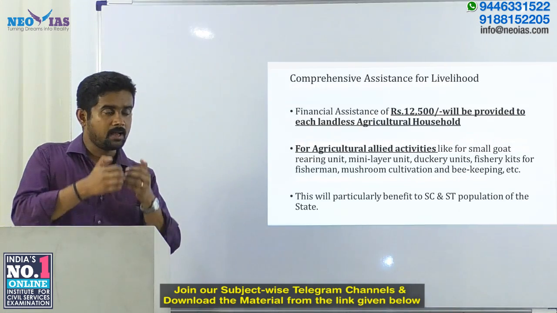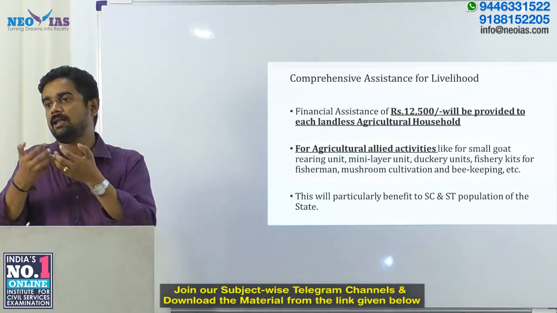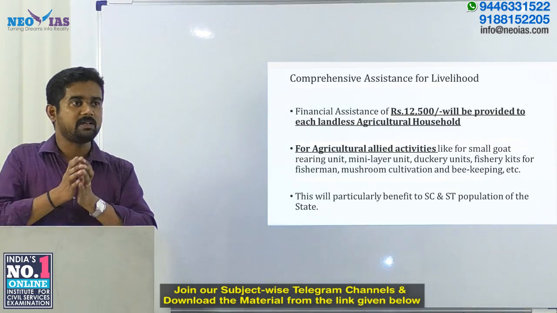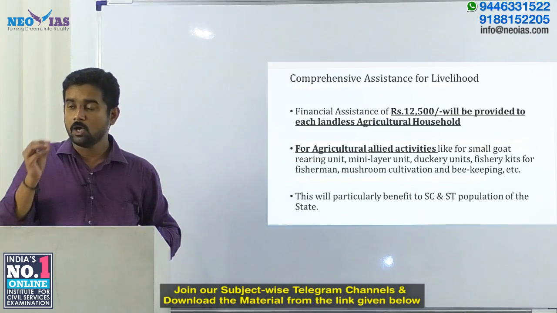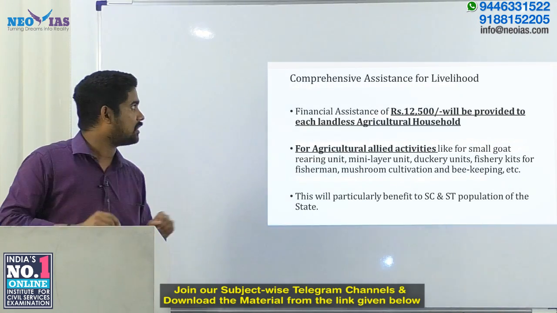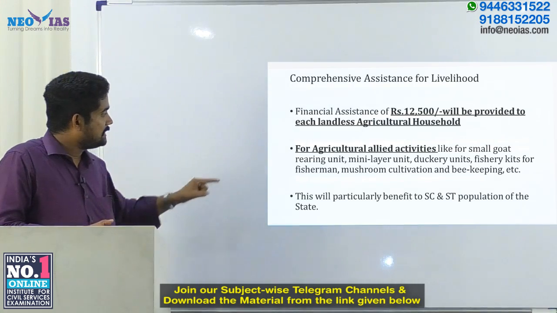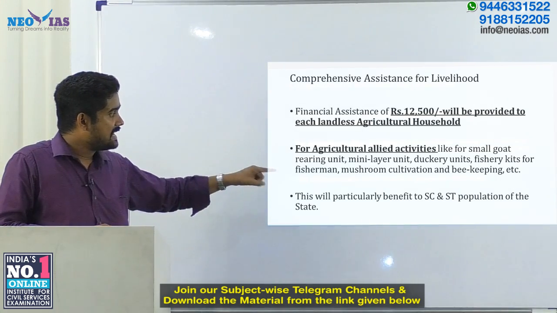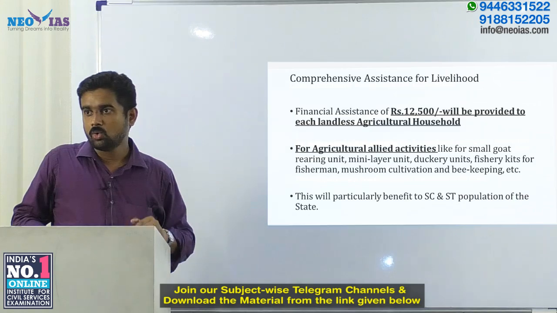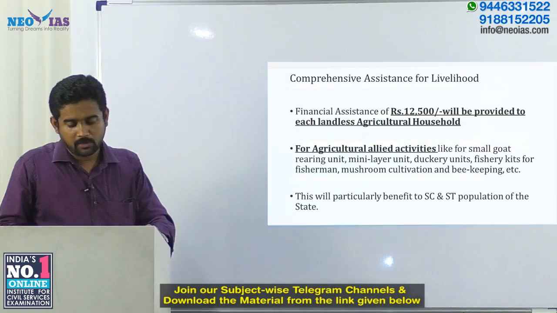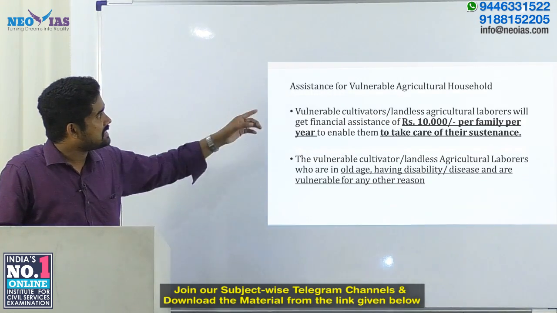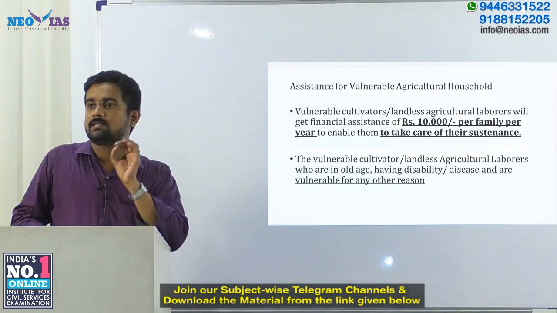So, agricultural allied activities are also being focused upon, so that people's poverty is eliminated, which is again one of the things assisted through this initiative. This will particularly benefit the SC and ST population of the state who may not have land for themselves. Next is the assistance for vulnerable agricultural households.